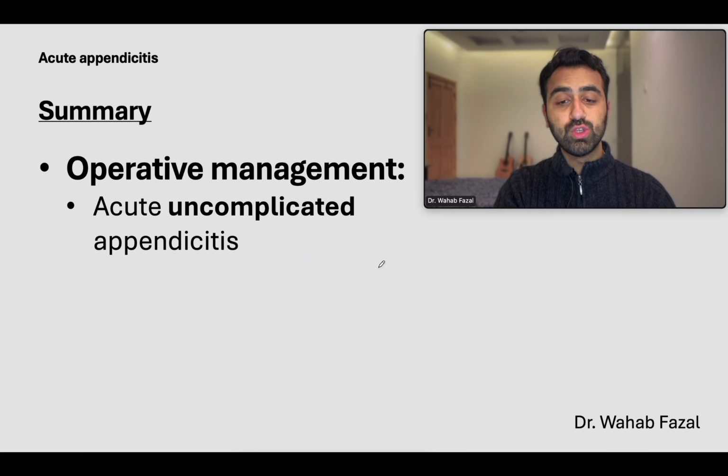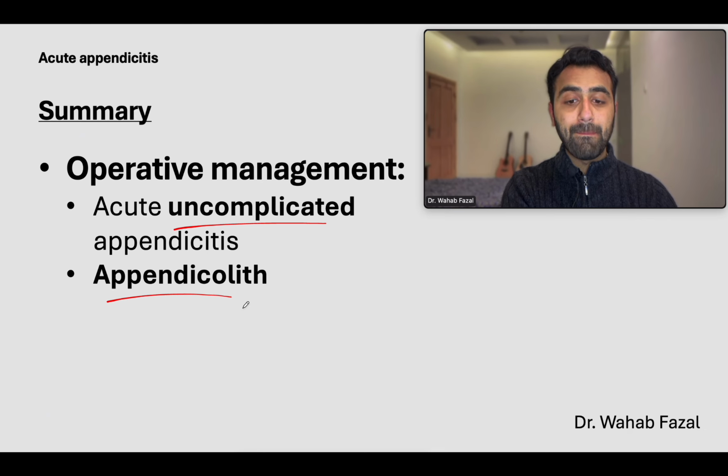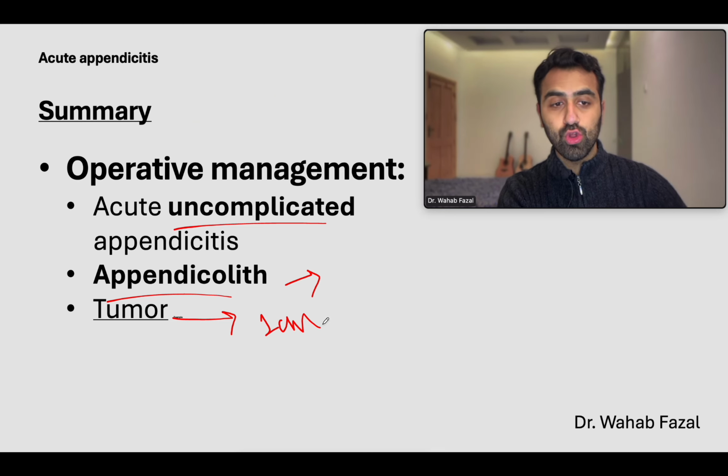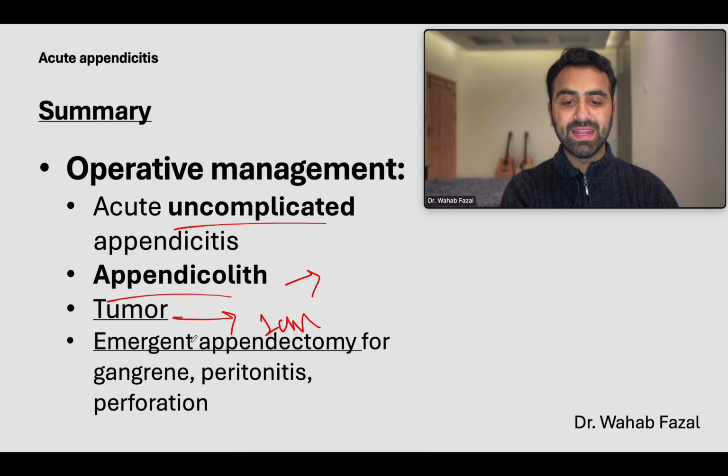Operative management is usually for acute uncomplicated appendicitis and appendicolith. If there is a stone, you take it out. If there's a tumor, if the tumor is bigger than 1 centimeter, you might have to take the whole right colon out. And if it's less than 1 centimeter, just take the tumor out. Just take the appendix out.